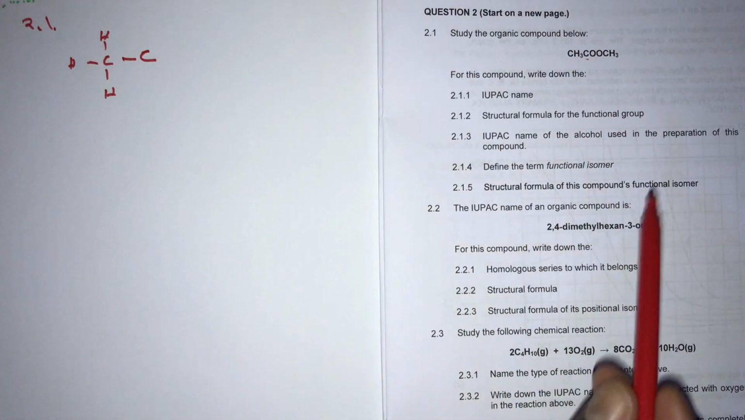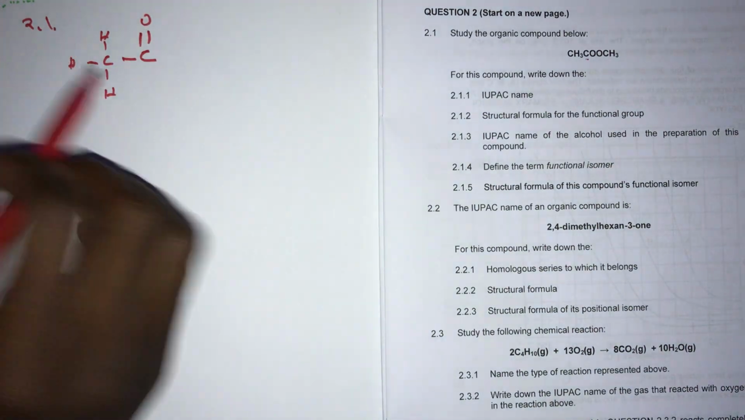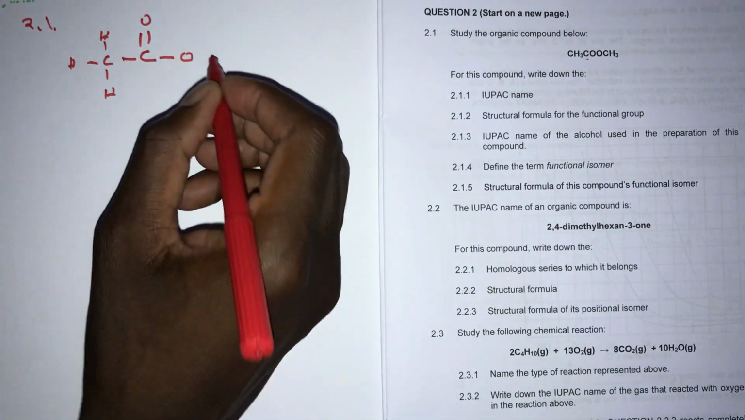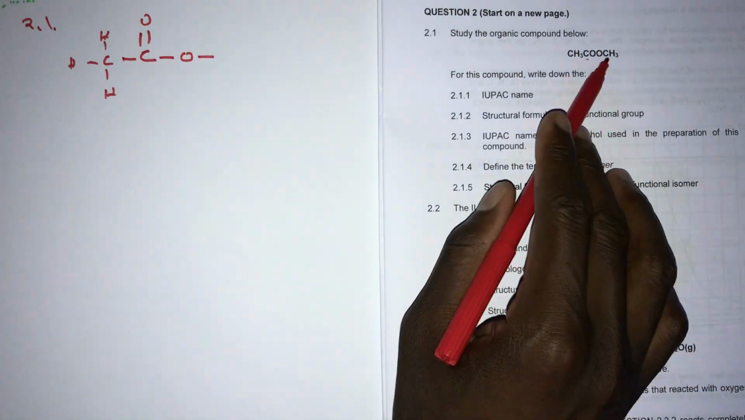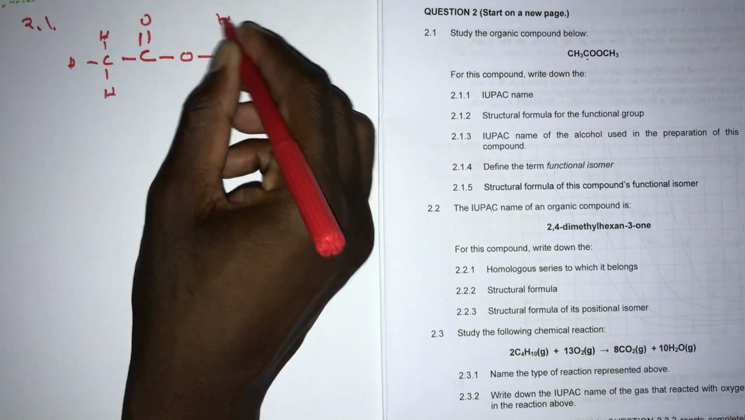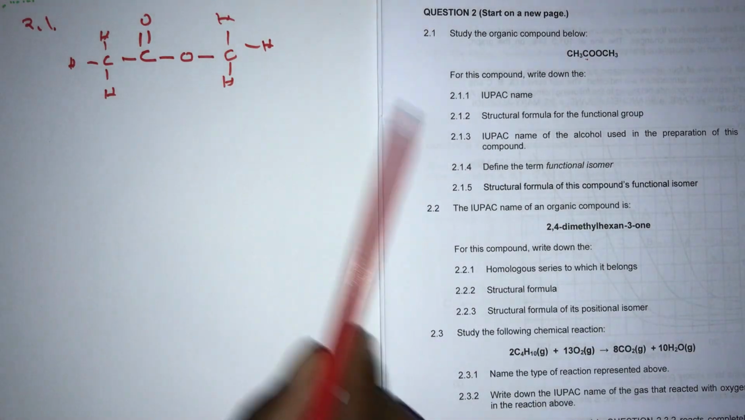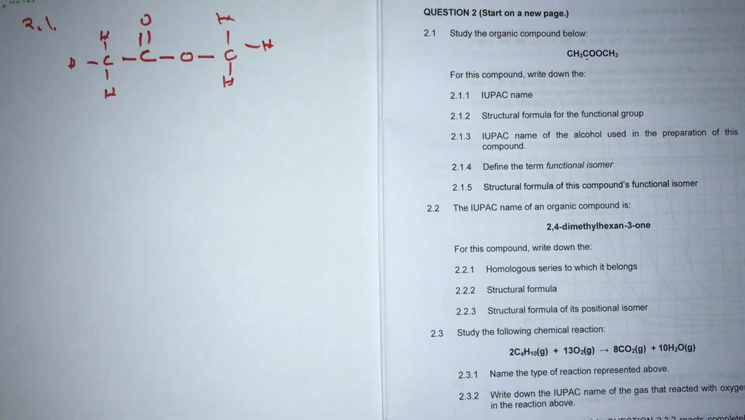So this one is going to give us an ester. So we're going to have a double bond O, and then O with another bond. Then this carbon atom with 3 hydrogen atoms. So this is the structure now. That means this is the structural formula for this condensed structural formula.